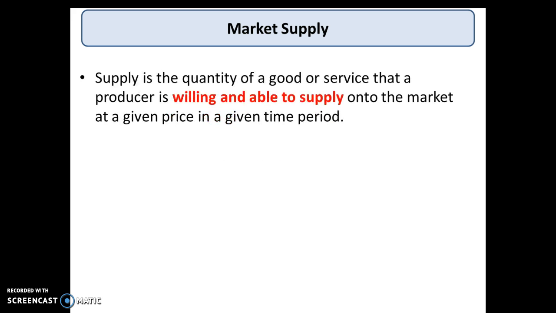Now, market supply is really important to understand because once again it's a similar kind of thing as demand. In this case, the definition is that supply is a quantity of a good or service that a producer is willing and able to supply into a market at a given price in a given time period. If you've seen my demand video, you'll understand how I've talked about 3-mark definition questions of this. It's exactly the same rules.